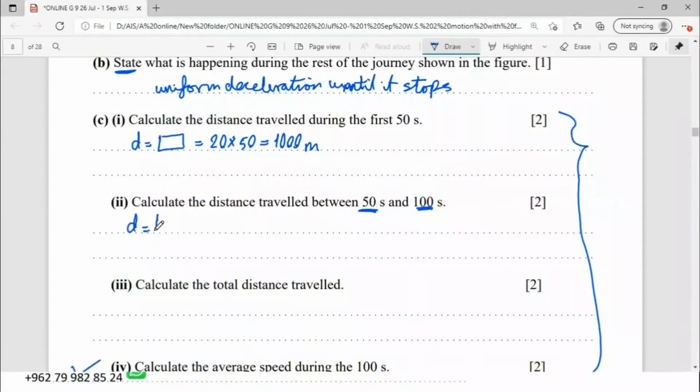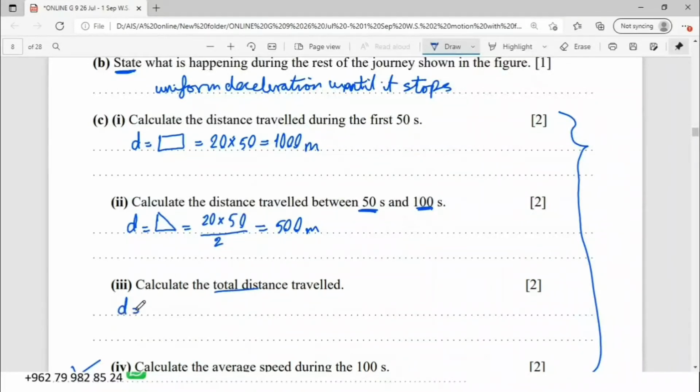So the distance equals the area under the graph, which is 20 times 50 divided by 2. Why 20? The speed was 20 and finished at 0. The height is 20. The base is 50, it was from 50 to 100, so it's 50 seconds. Divided by 2, and the answer is 500 meters.